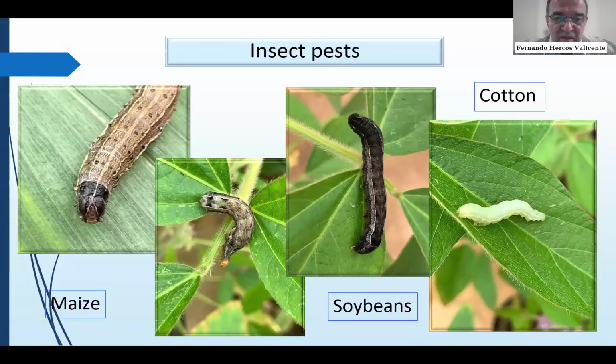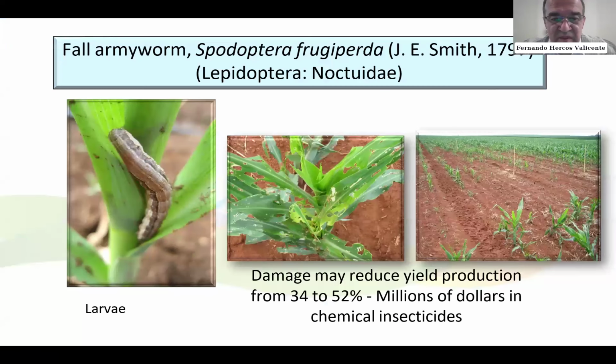So we work mostly with fall armyworm, Spodoptera eridania, Spodoptera cosmioides, and in cotton and soybeans also, soybean looper. And it's very easy to identify fall armyworm with this inverted Y in the forehead. And it's very clear here in the first picture. Next, please.